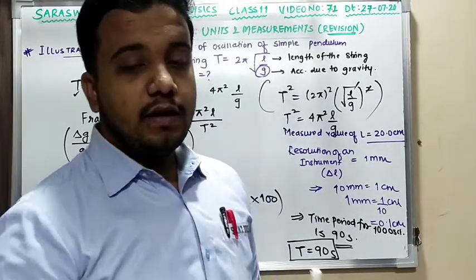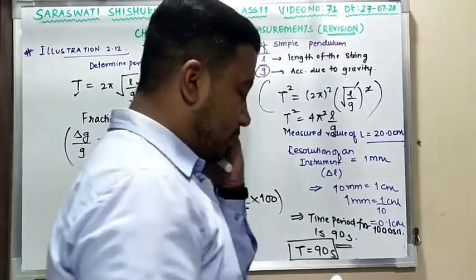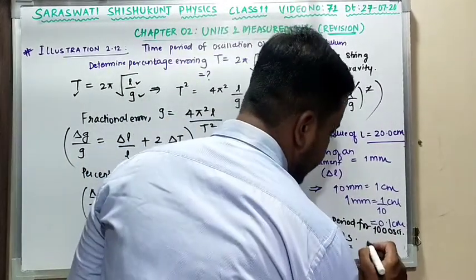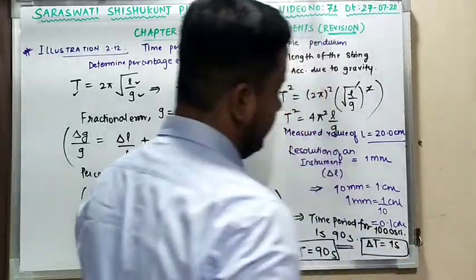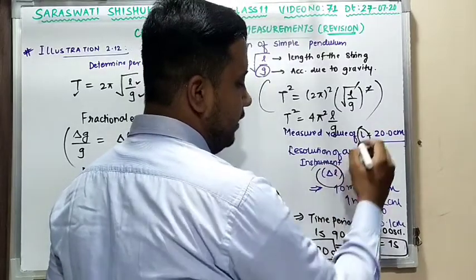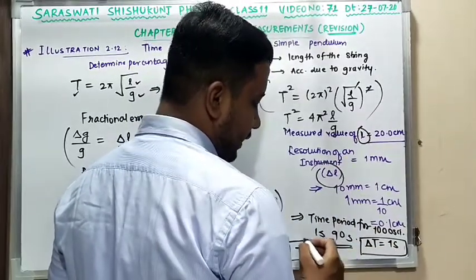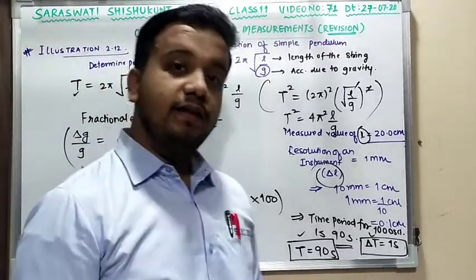Accuracy of 1 second means that a stopwatch is used to record the time period of the oscillation, and that is found to be 1 second. So I can write delta T is 1 second, given as an accuracy. So I got my L, I got my delta L, I got my T, and I got my delta T. I will substitute the values in this equation to get the final answer.